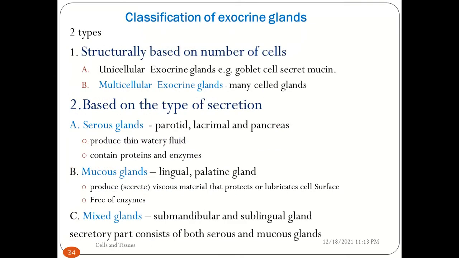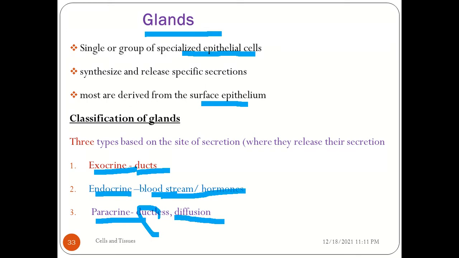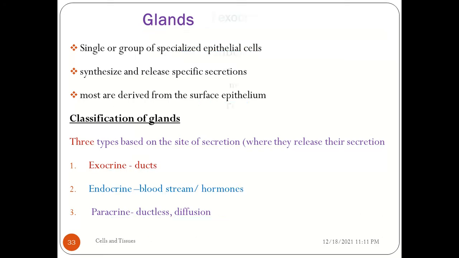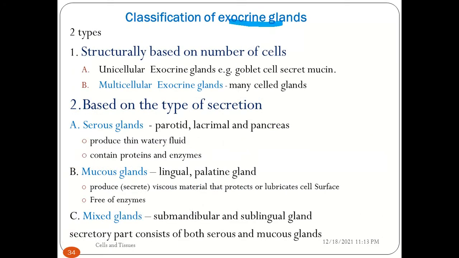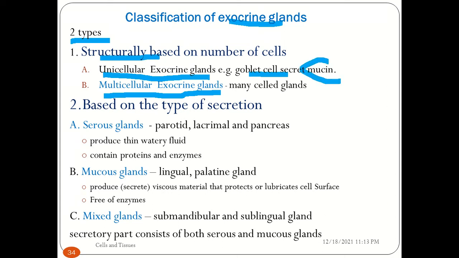So as I told you, endocrine gland we will see as a separate chapter or unit. It's a vast chapter, but for this chapter we will see exocrine glands. So exocrine gland is two types. Structurally, based on number of cells, exocrine gland is divided into unicellular exocrine gland and multicellular exocrine gland. Unicellular exocrine glands are goblet cells. These cells secrete mucin or mucus. Multicellular exocrine glands are many-celled glands.